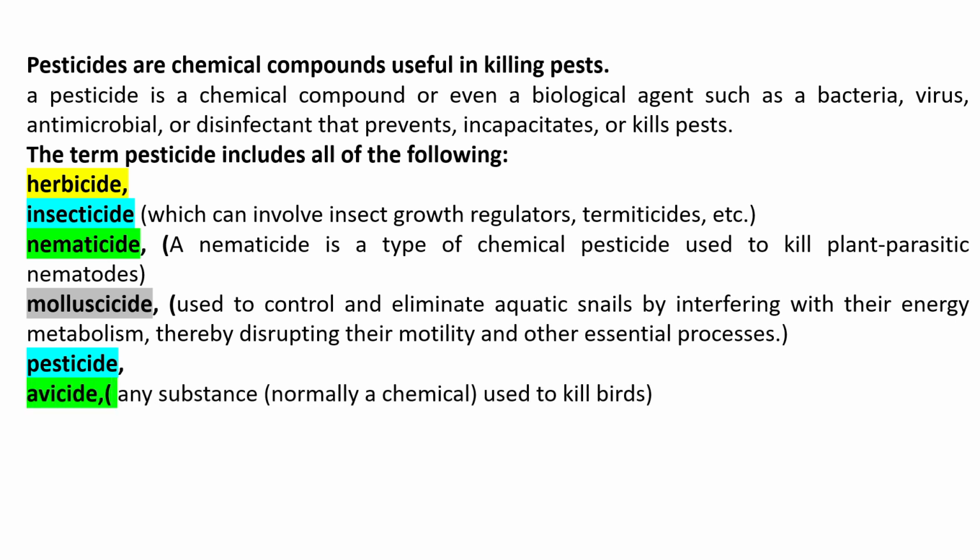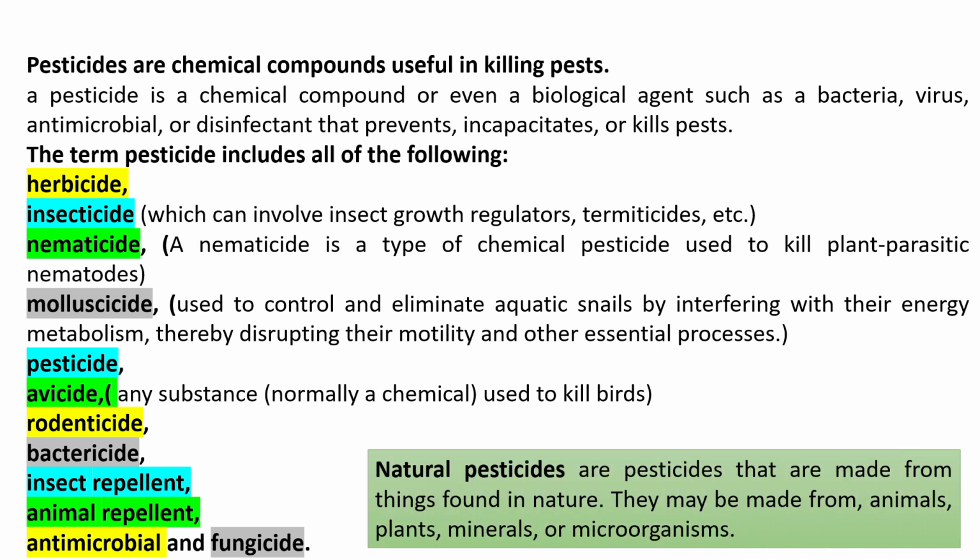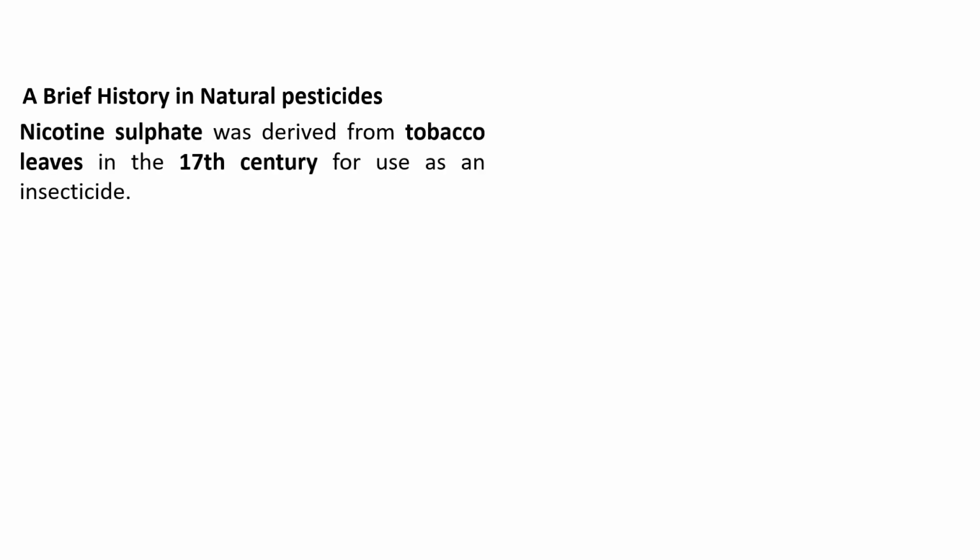Pesticide, we know that. Herbicide is a substance, normally a chemical, used to kill weeds. Rodenticide kills rodents. Bactericides, insect repellent, animal repellent: all these words come under pesticide. And antimicrobial and fungicide. Natural pesticides are pesticides that are made from things found in nature. They may be made from animals, plants, minerals, or microorganisms. A brief history of natural pesticides we should know.